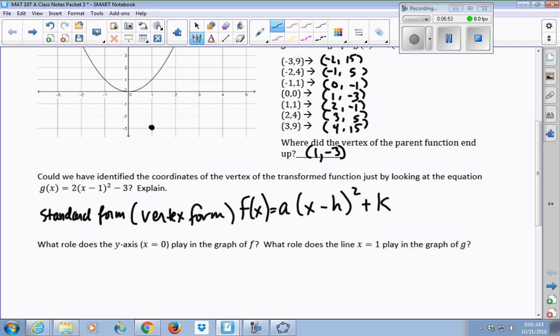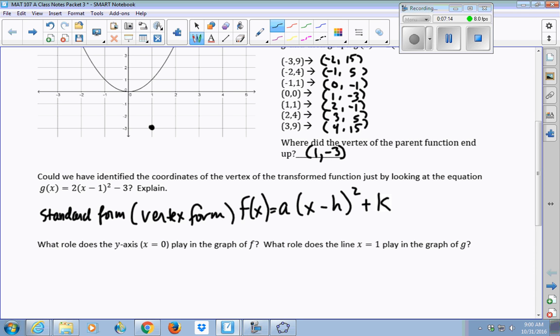Notice the vertex form has a subtraction in here. This is the standard form. So if h happened to be a negative number, in other words, this vertex moved to the left, what operation would I see inside these parentheses? Plus. If h was negative, when I subtract a negative, it becomes x plus h.